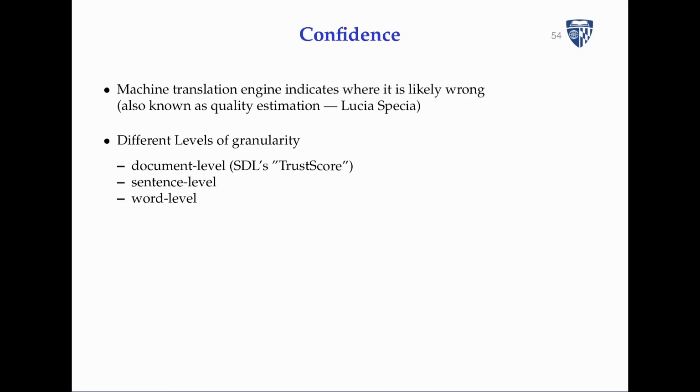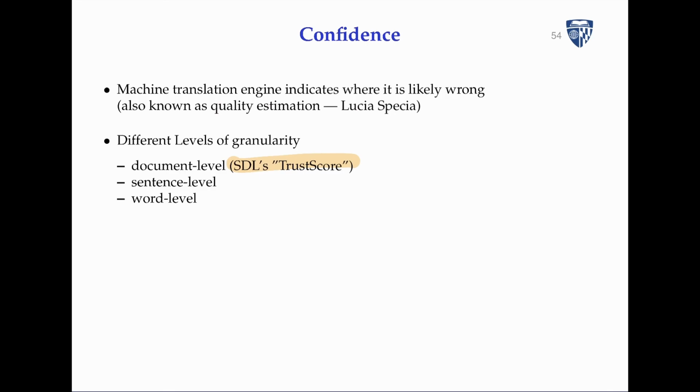There are different levels of granularity. We might want to have that. So maybe when a machine translation system produces a document, we want to say this is a well-translated document. SDL, a company that's been working on machine translation, developed a metric like this called trust score. They actually used it. A famous example was translation of restaurant and hotel reviews.